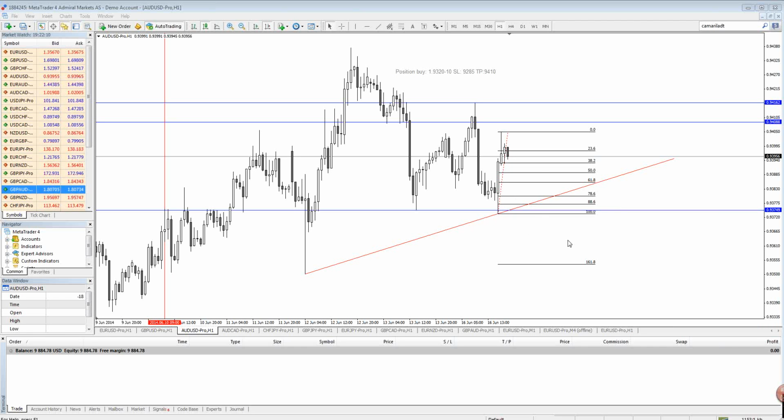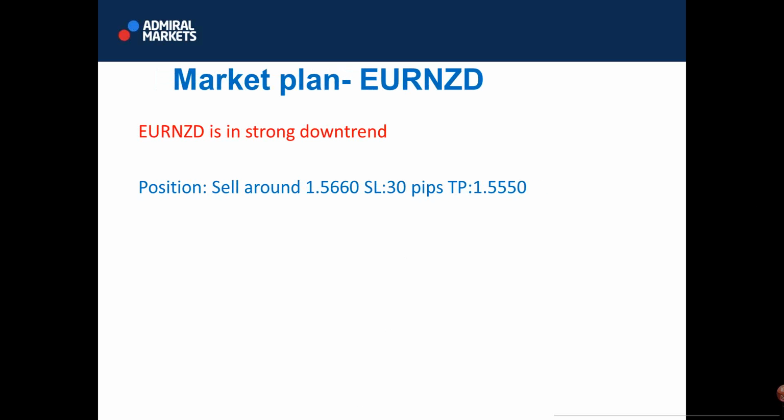So look for opportunities to go long somewhere around there. You have the 78.6, 88.6, you have the previous double bottom, and you have the trend line. At least you can go for a scalp, I don't know, 20 pips, and then put a trailing stop. And we need to see Euro New Zealand.